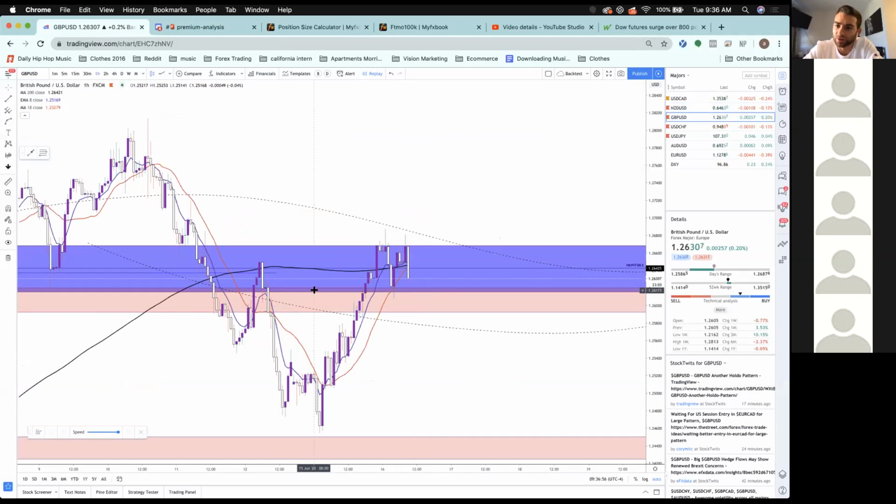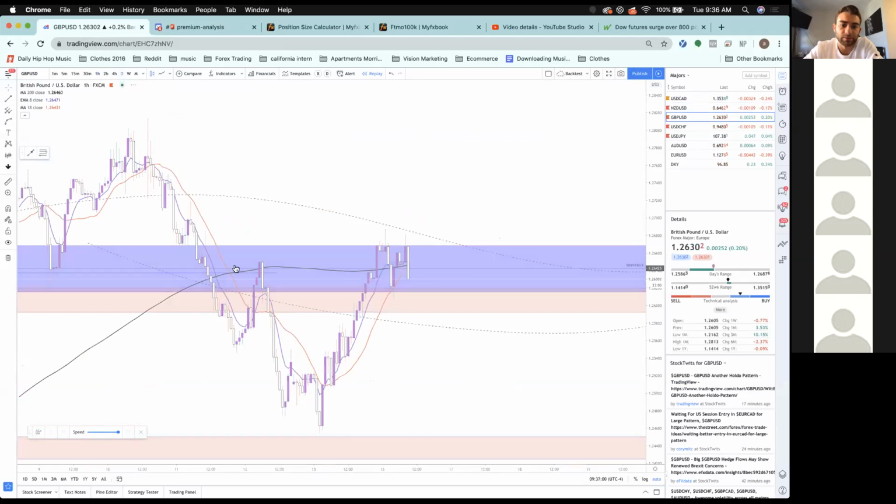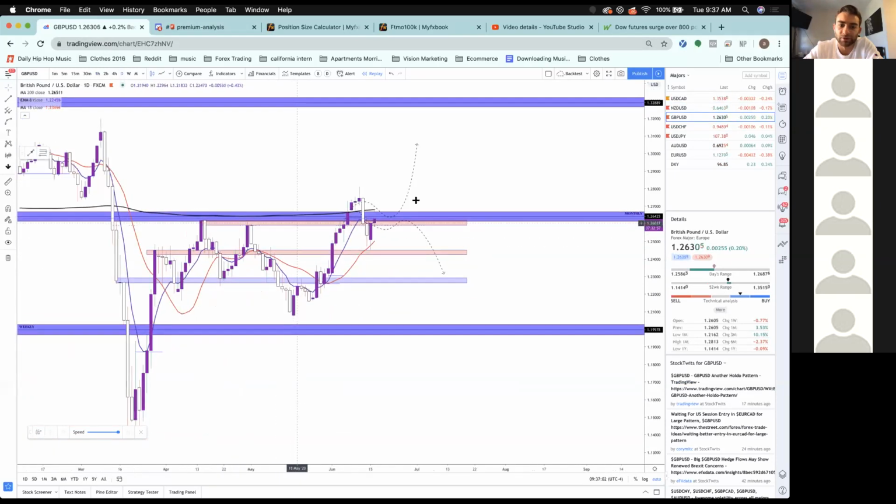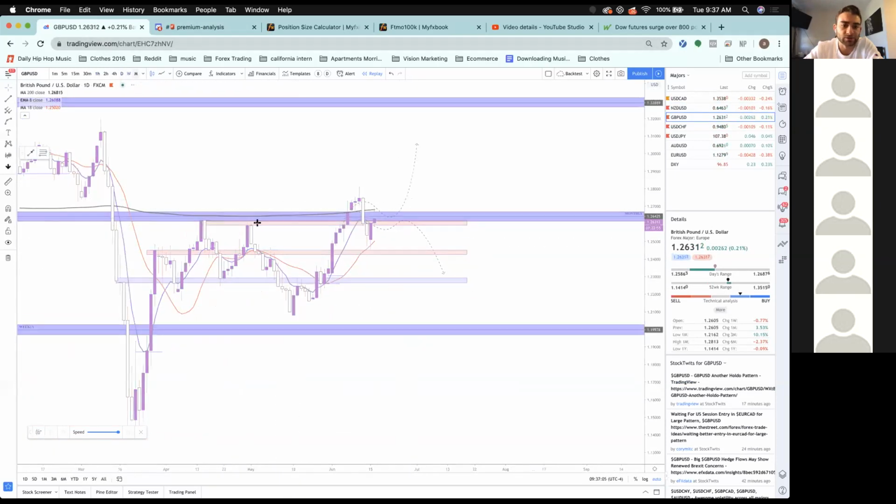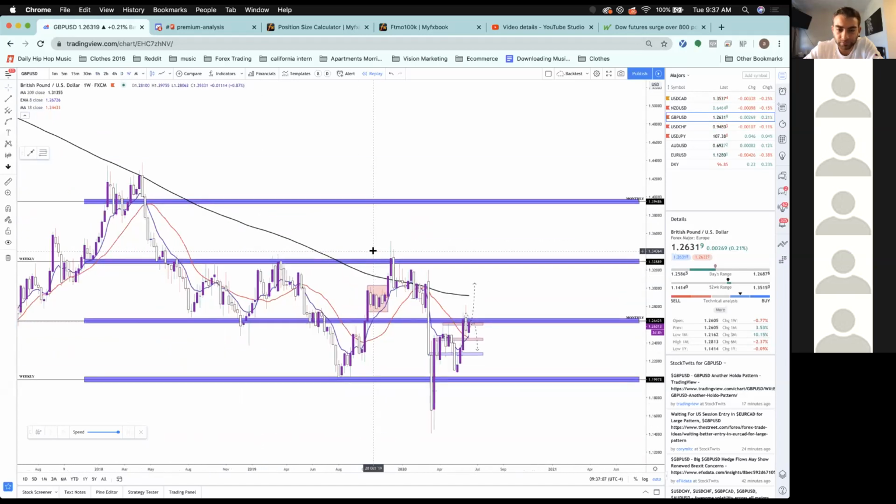Let's go over to GU. Let's take a look at GU. Let's bump up to the daily time frame. These markets are in crazy places right now. Let's go to the weekly. Yeah, they're definitely in key spots.